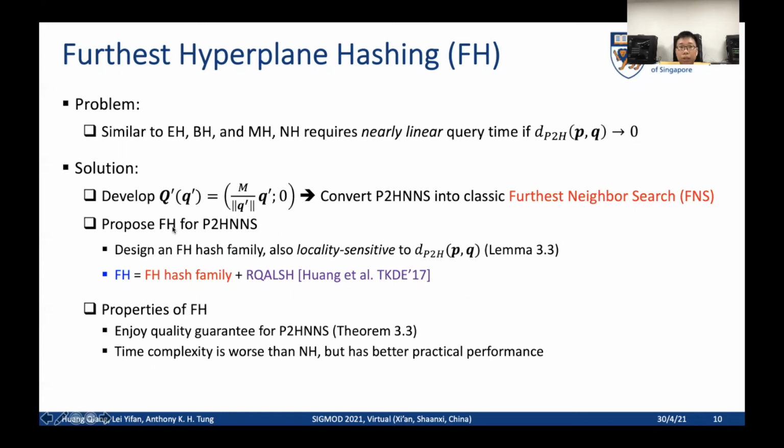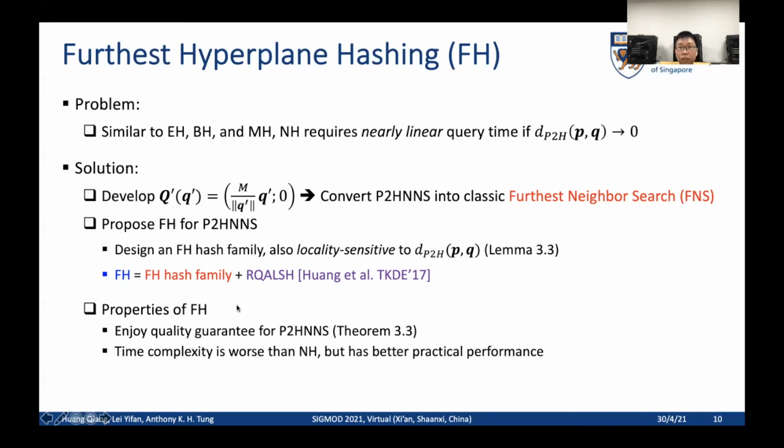And then we propose FH for point-to-hyperplane NN search. Similar to NH, we also design an FH hash family and show that it is locality sensitive to the point-to-hyperplane distance. FH is also quite straightforward. You can simply consider it as the FH hash family combined with a state-of-the-art furthest neighbor search method called reverse kosh, which we published in TKDE 2017.